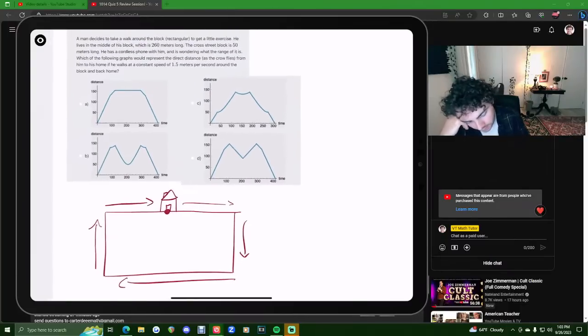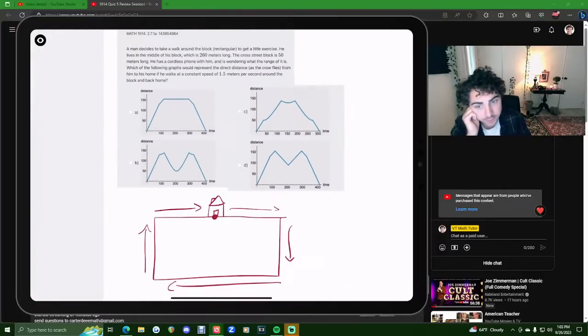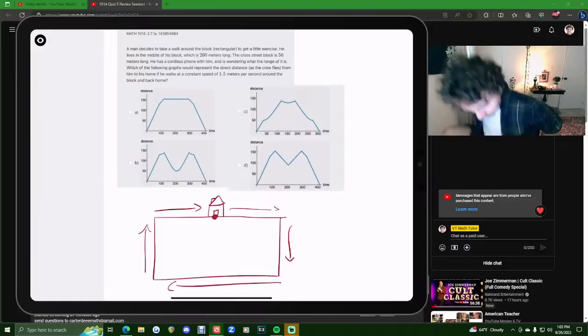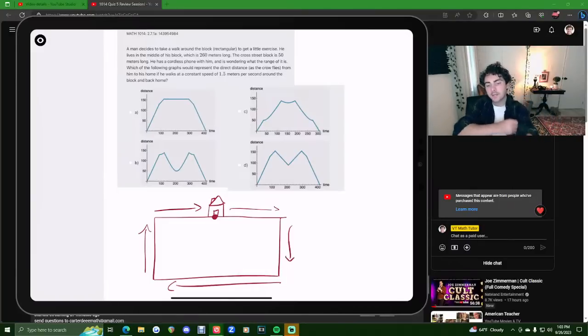And he basically, these graphs, or whatever the correct graph is, should represent the distance from the house, like as the crow flies. So if he's like over here, the distance will be from here to there. And if he's right here, the distance will be from here to here, and so on. And so the trick to go about this one is think about where he would be halfway through that walk. If he's walking at a constant speed, where would he be halfway through that walk?